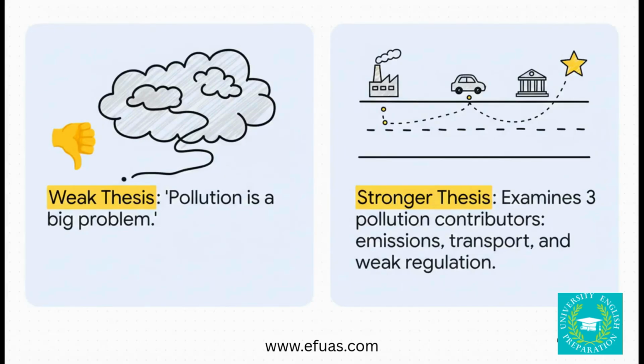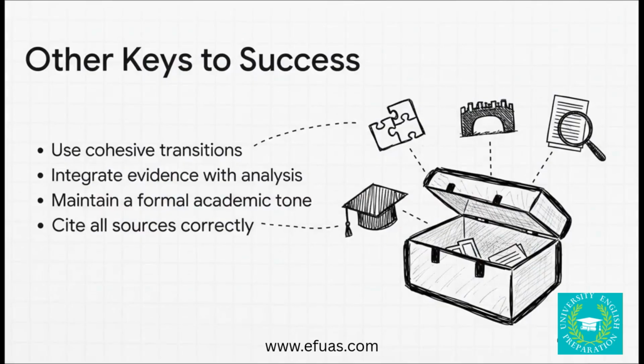And just look at this comparison. It says it all. The weak thesis says pollution is a big problem. I mean, yeah, it's true, but it's so vague. It doesn't tell me anything. But look at the stronger one. It lays out exactly what the essay is going to explain: 3 specific contributors to urban air pollution. See the difference? That's your roadmap, all packed into one sentence. That is the goal.